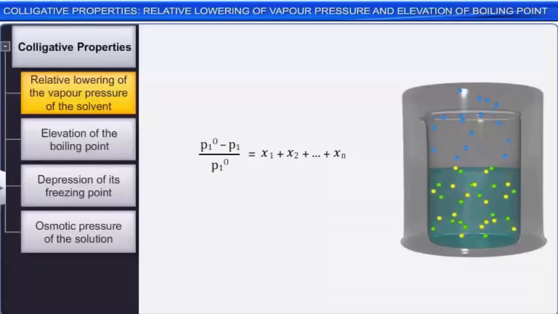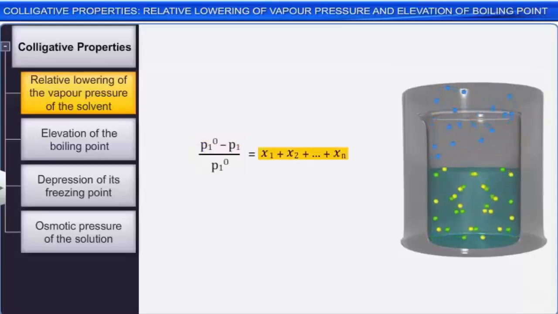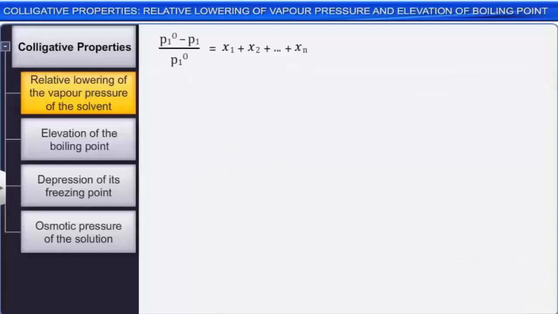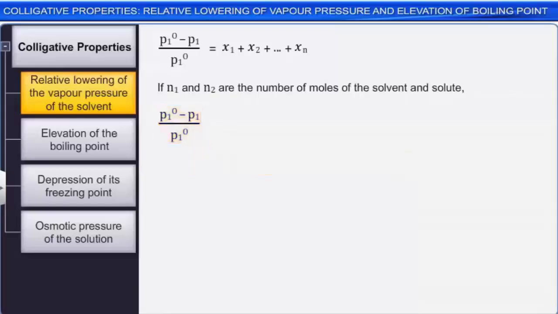If the solution contains more than one non-volatile solute, then the relative lowering in vapor pressure of a solvent is equal to the sum of the mole fractions of all the non-volatile solutes. If N1 and N2 are respectively the number of moles of the solvent and solute in a binary solution, then the relative lowering in the vapor pressure of the solvent, P1 naught minus P1 divided by P1 naught, is equal to N2 divided by N1 plus N2.